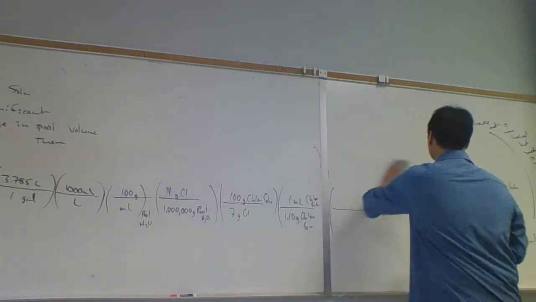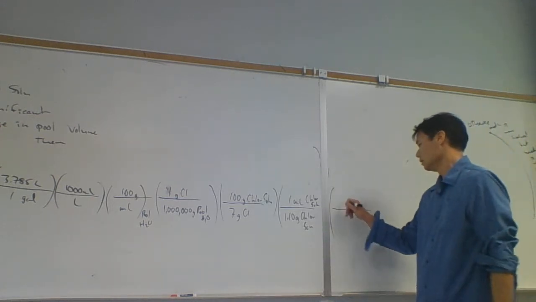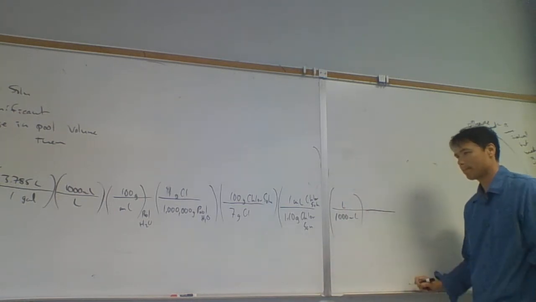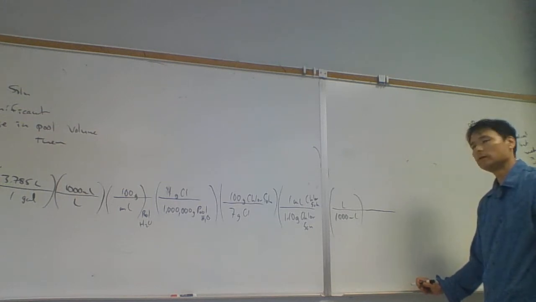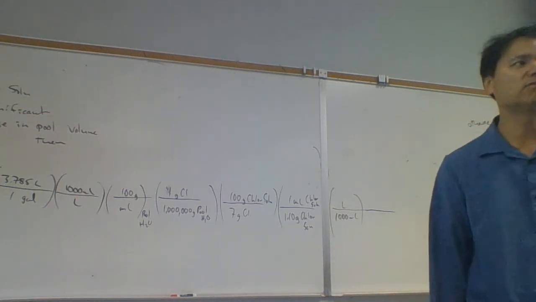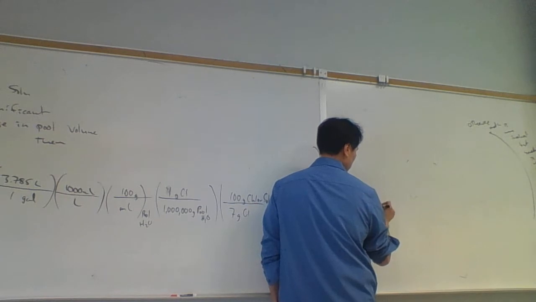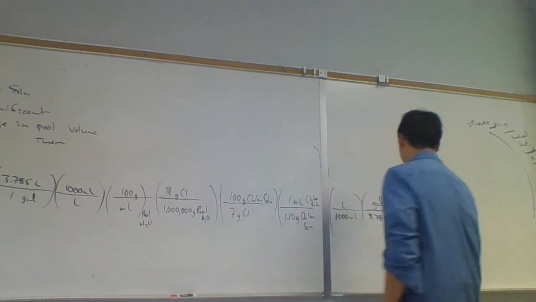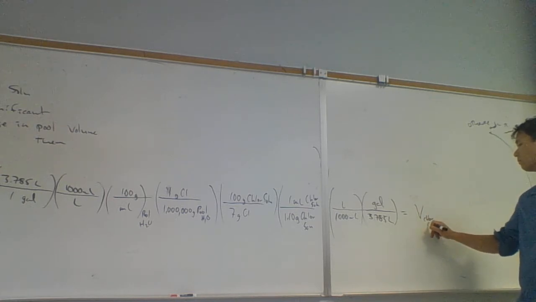What? Liters of chlorine solution. Yeah, liters. And then liters of chlorinating solution to what? We don't want liters because what do we want the volume in? Gallons. And so what we're going to do is we're going to do an extra step here. We're going to go from liters to gallons, so 3.785 liters per gallon. And so what this is going to give me is the volume of the chlorinating solution in gallons.